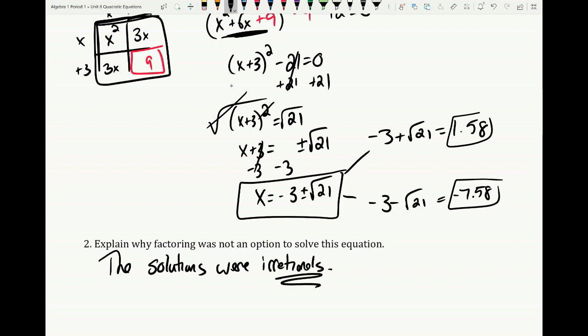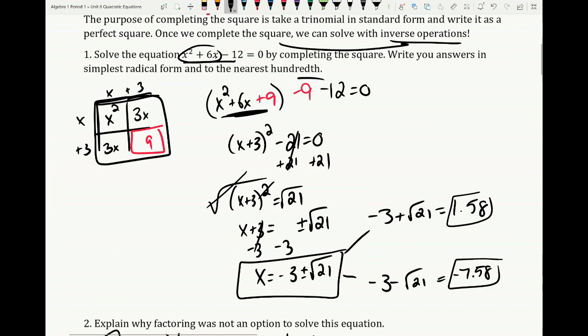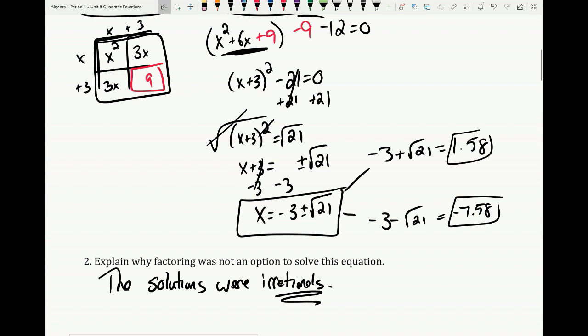We can only factor if the solutions are actually rational, but we don't know that from the start. I mean, we could have tried factoring it. It wouldn't have worked. But if you ever get irrational answers or simplest radical form or nearest hundredth, that tells you you can't factor it. Those are signs that you have to use completing the square.